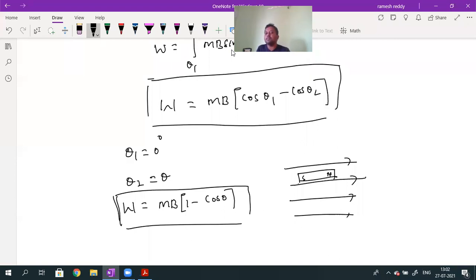Now I want to rotate this bar magnet through an angle theta. Here only I am writing. Now I want to rotate the bar magnet until the magnetic moment is making an angle theta. What is the work done formula? W is equal to m into B into 1 minus cos theta.